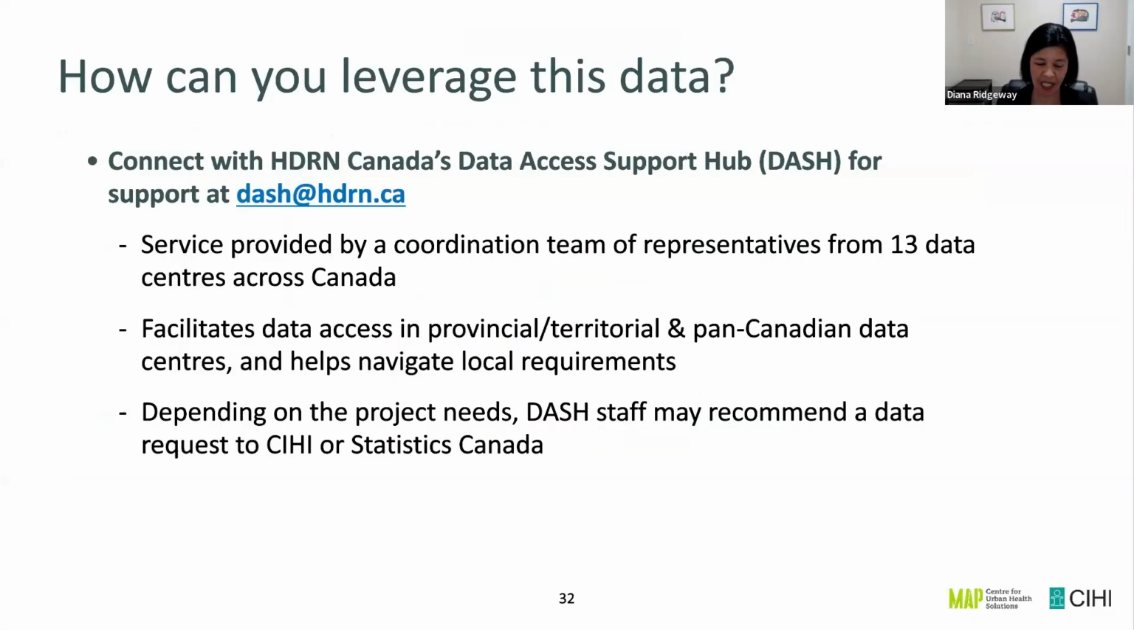Thanks. So how can you access data that will allow you to use this information about homelessness? I'd like to highlight HDRN Canada's Data Access Support Hub, or DASH, which is a network of data centers that can provide access to detailed data from provinces and territories across Canada, provided appropriate approvals and agreements are in place. Depending on the nature of the work, DASH may direct you to work with the provinces and territories or pan-Canadian centers such as CIHI and Statistics Canada to obtain the data you need.